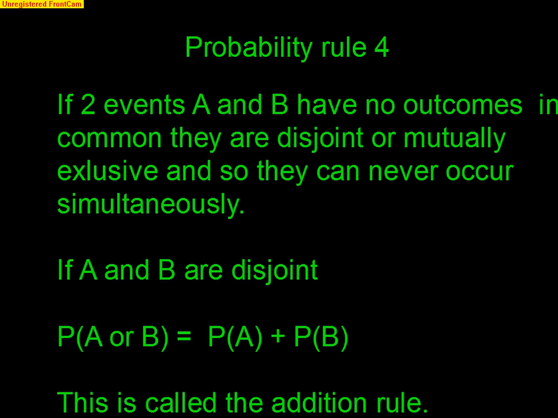Some events that could be disjoint would be a team scoring 1 point in soccer or no points. Those two events are disjoint. Either you score a point or you don't. This is the addition rule. You're going to need this rule. It's pretty important. We're going to make it more general later on. And you're going to need this to go with it, if A and B are disjoint. And I'll show you what it looks like in a slightly different way in a second.